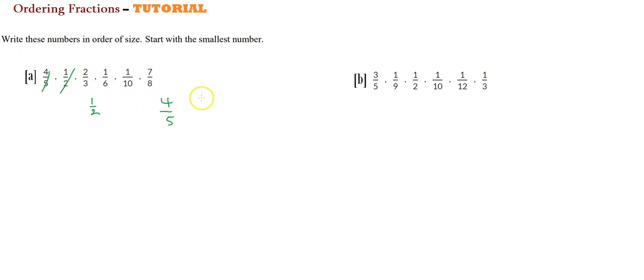2/3 is more than a half, so that goes on this side as well. A sixth, definitely smaller than a half. 1/10, definitely smaller than a half. And 7/8, definitely bigger than a half. So, for sure, I know that a half is going to be where it is right there. There are going to be 2 fractions smaller than it and 3 fractions larger.